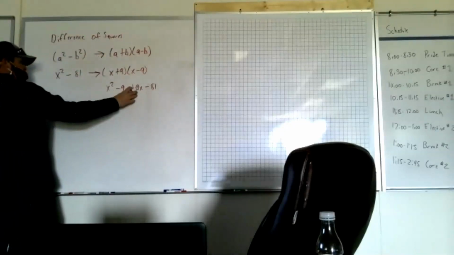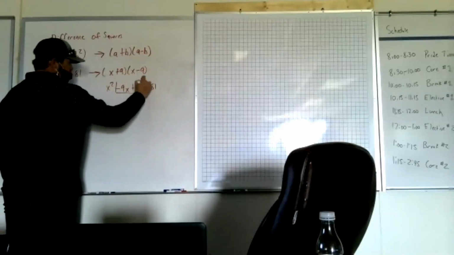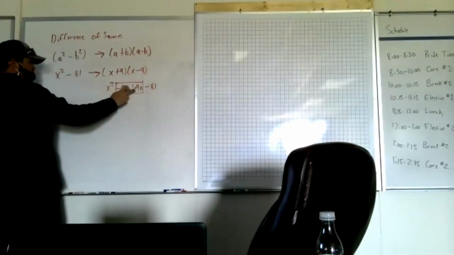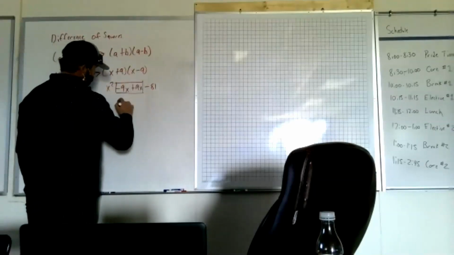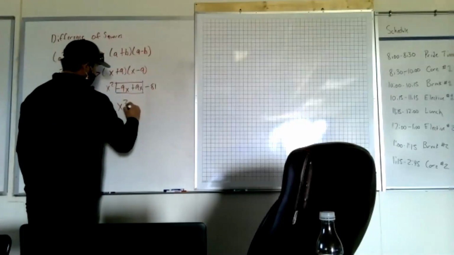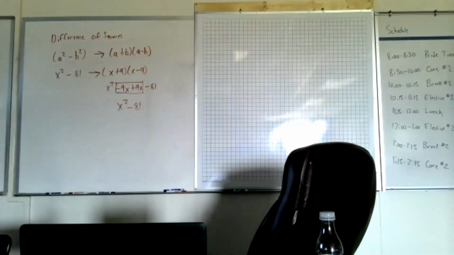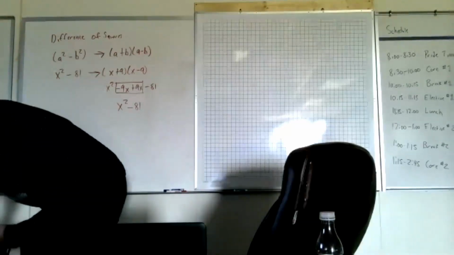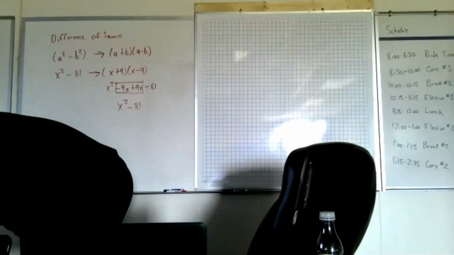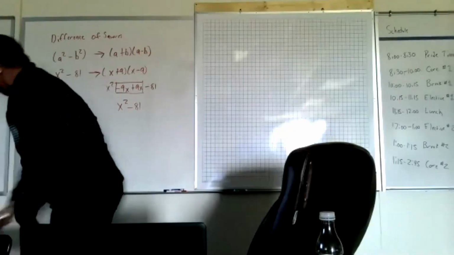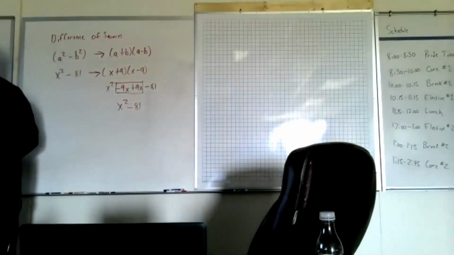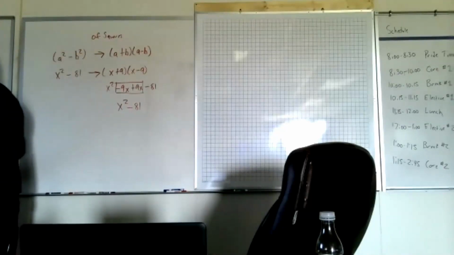Once we combine like terms, these two will cancel out. The negative 9x plus 9x, those come out to 0. And we're back to where we started, x squared minus 81. Okay, that's known as the difference of squares. Okay, the next one is the sum of squares.